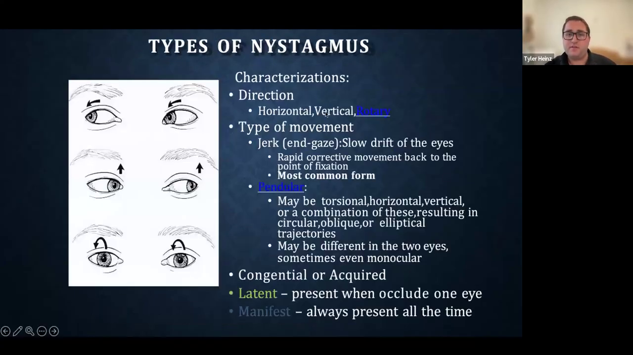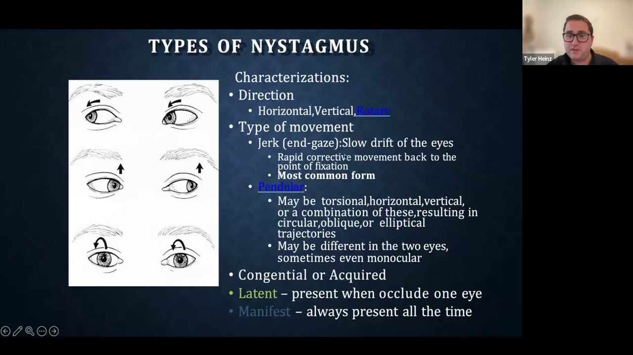So types of nystagmus, it's going to be based on the direction. They're going to be horizontal, vertical, rotary. And of course, there are videos that you can look up of this type of movement, the jerk or end gaze. It's a slow drift of the eyes away from what you're looking at and then rapidly correcting back to the point of fixation. This is your most common form, your jerk end gaze nystagmus.